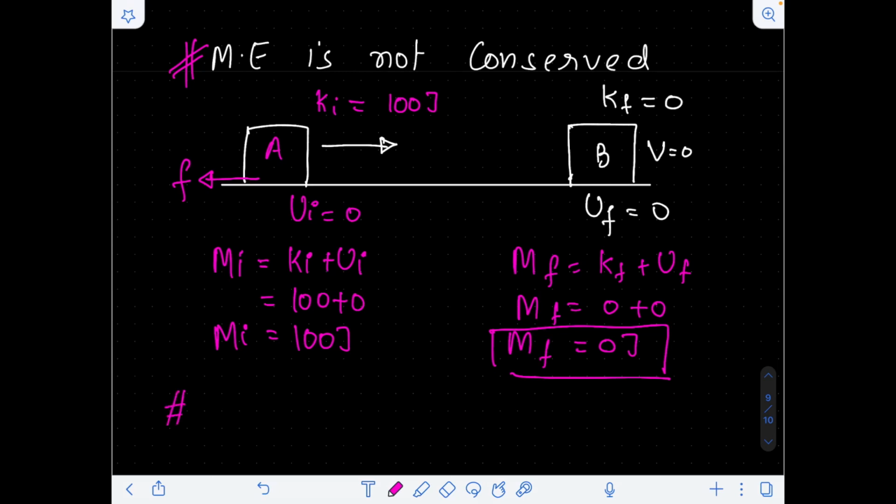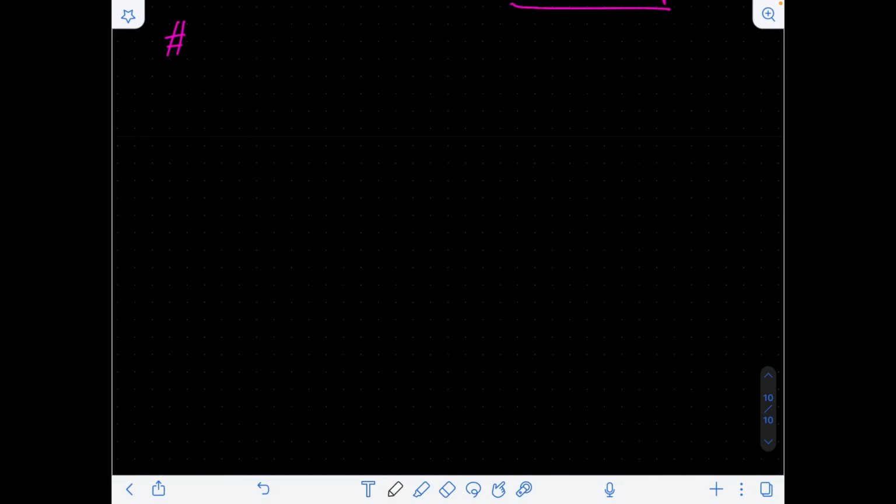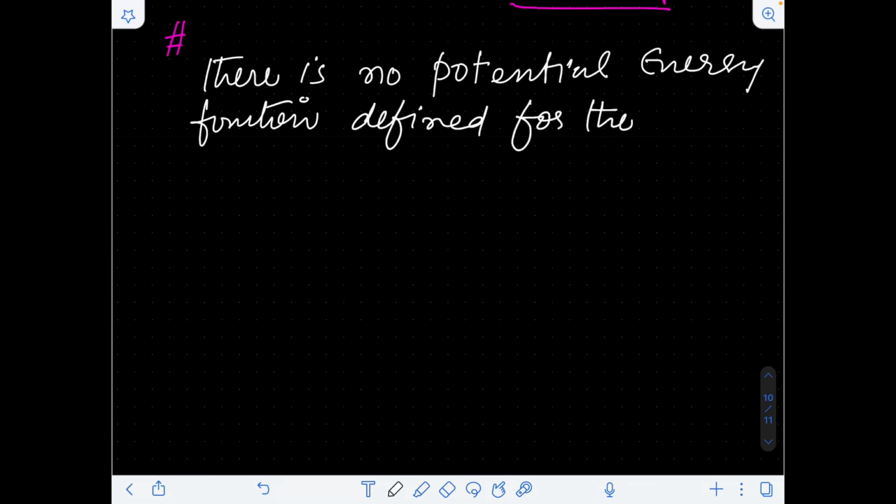One more point we need to discuss is that no potential energy function is defined for the non-conservative forces. So there is no potential energy function defined for the non-conservative forces.